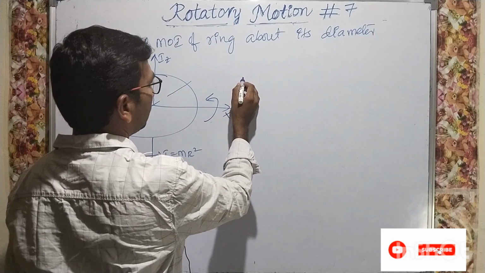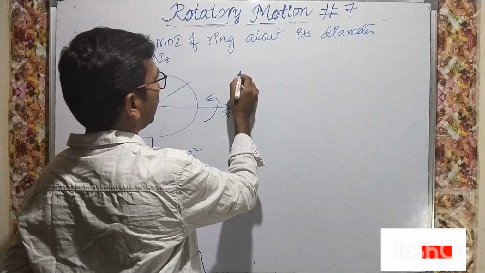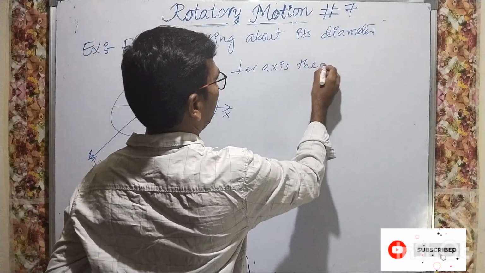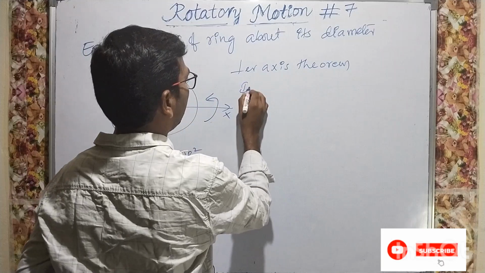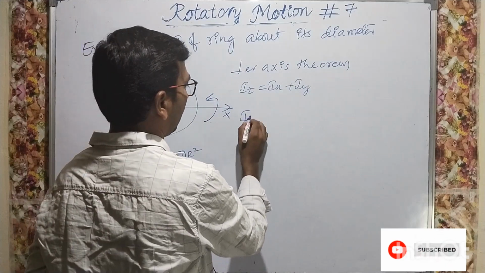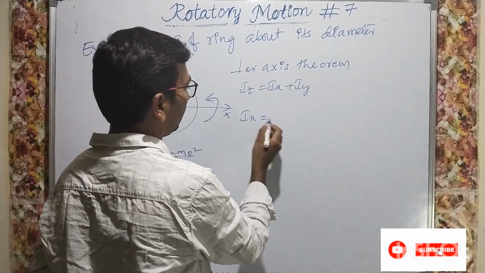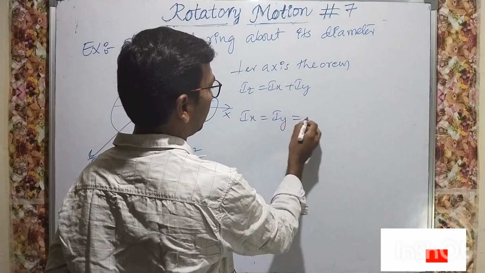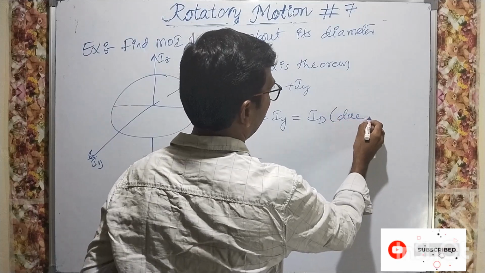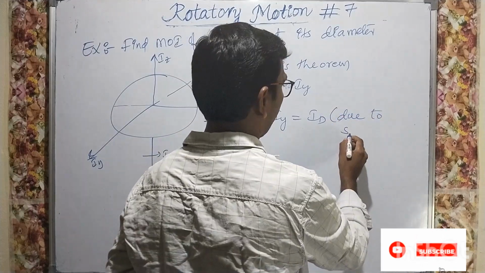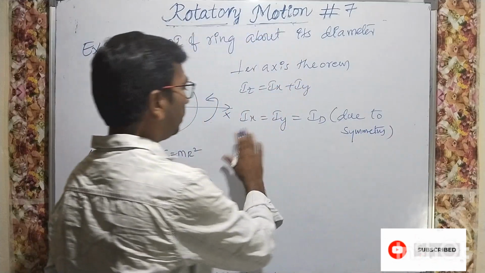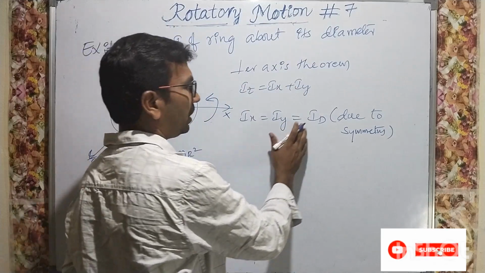So here both are the same due to symmetry. This is the perpendicular axis theorem: Iz is equal to Ix plus Iy. Here Ix is the moment of inertia along the x-axis, and Iy is the moment of inertia along the y-axis. That is Id. Due to symmetry we can write that both are the same: Ix is equal to Iy is equal to Id.